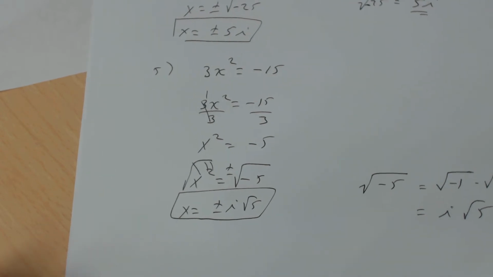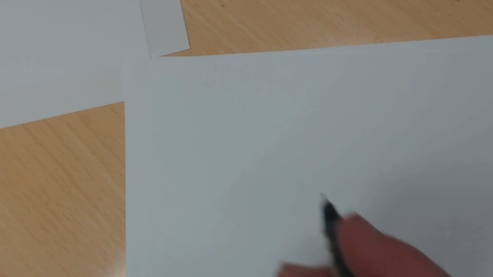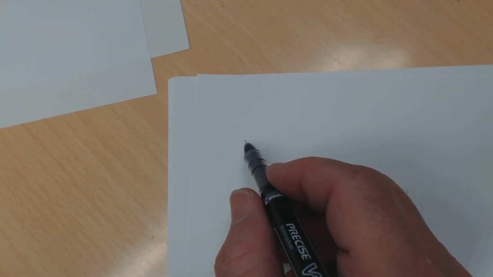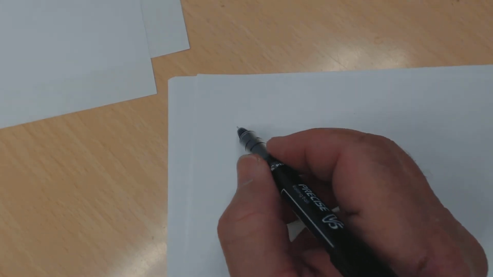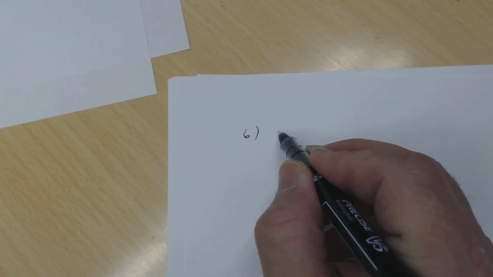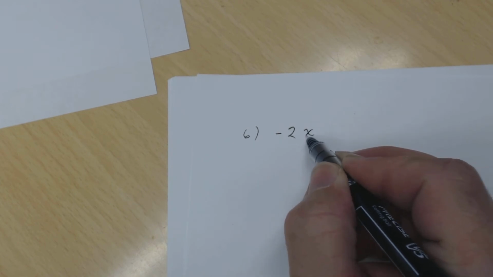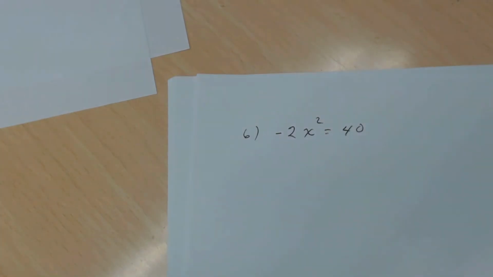All right, number 6. Suppose you had negative 2x squared equal 40. Negative 2x squared equals 40.